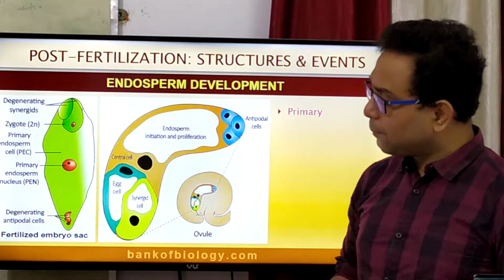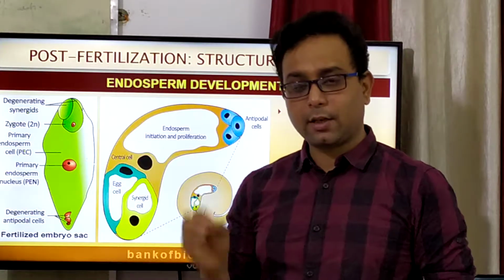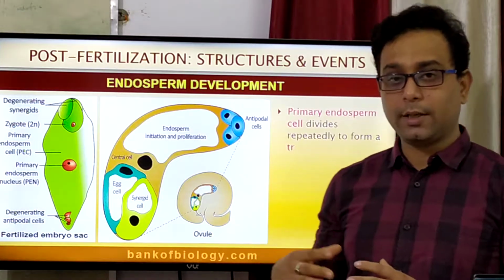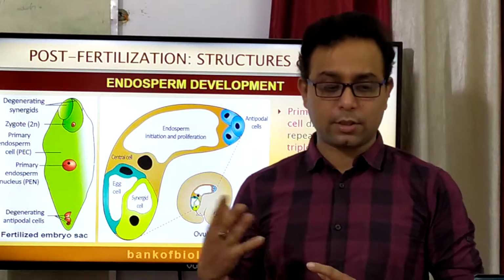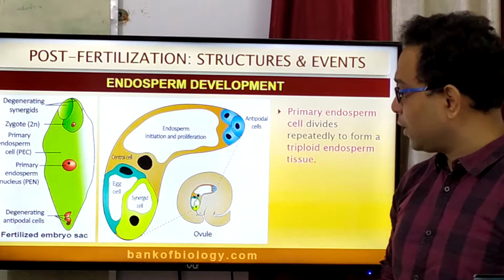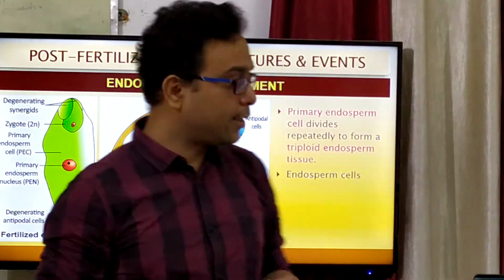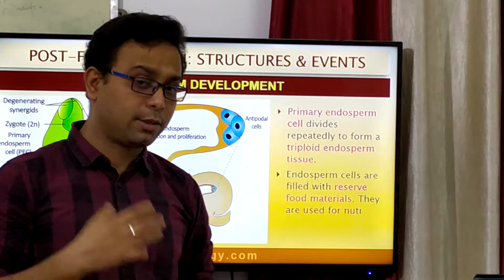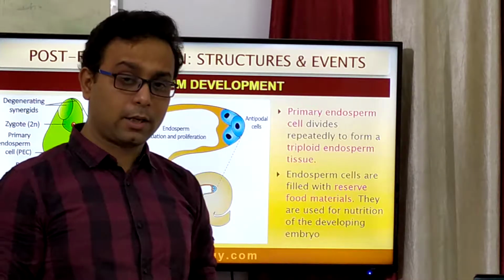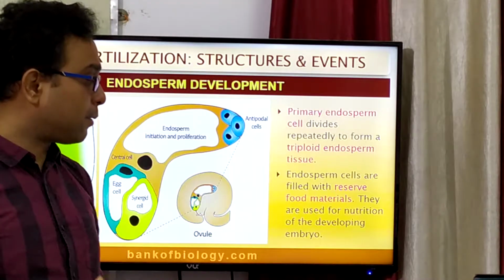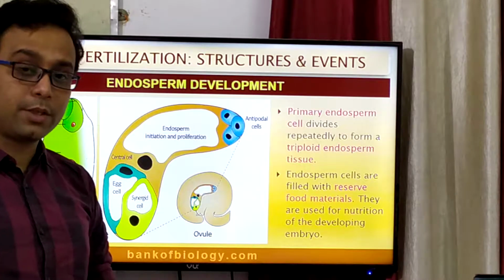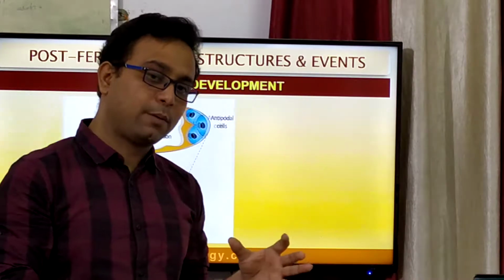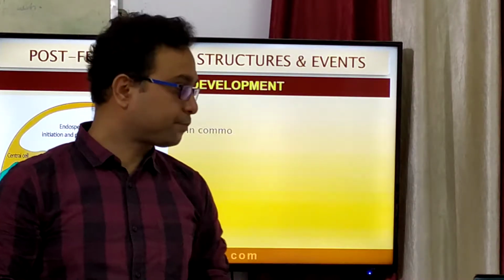So the primary endosperm nucleus contains 3n chromosomes, but now it divides and produces new nuclei or cells. The primary endosperm nucleus divides rapidly, right? And forms triploid endosperm tissue. Why is it called triploid? Because 3n chromosomes are there. Endosperm cells are ultimately filled with reserve food material, because when the embryo grows, this endosperm provides the nutrition, right?